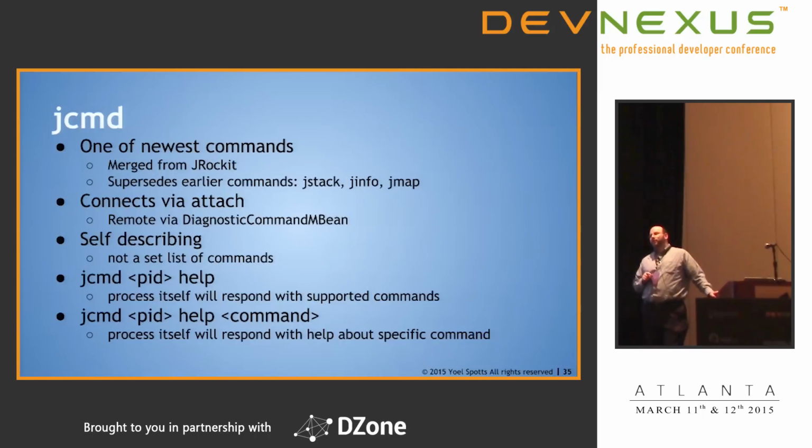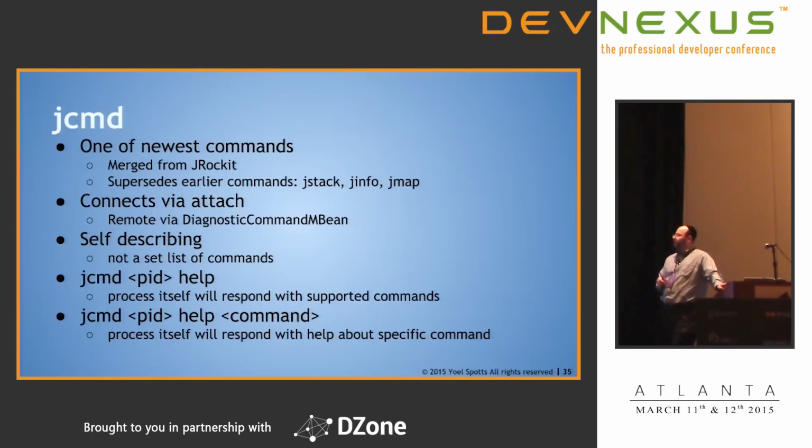So you'll look at some of the other commands and there'll be differences between JDK 7 and JDK 8, for example. Some of the command line options may be different. JCommand is completely self-describing. So you don't have a set list of command line parameters or anything like that. Instead, you run JCommand along with the PID and then help, and the process itself responds with the supported commands. So you actually get a list of supported commands.